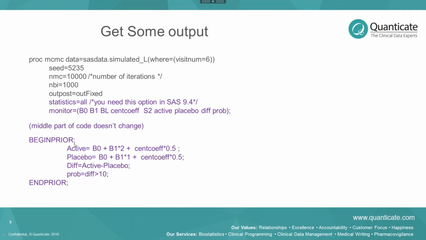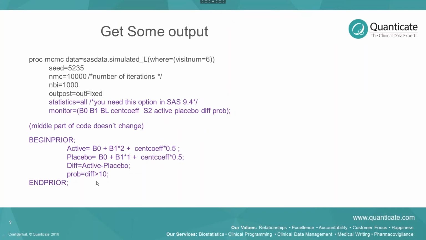The middle bit of the code hasn't changed, and then this bit here is really useful. After you've specified your model, you can specify anything you want. So here is calculating equivalent to your LS mean. The active will be the intercept multiplied by the treatment coefficient times the value for active, and then centre coefficient multiplied by half. So we're assuming half in each centre. I've not got baseline in here because baseline has been centred, so the mean baseline is 0, but otherwise you would need to add that in as well.